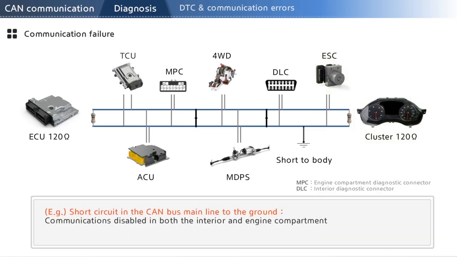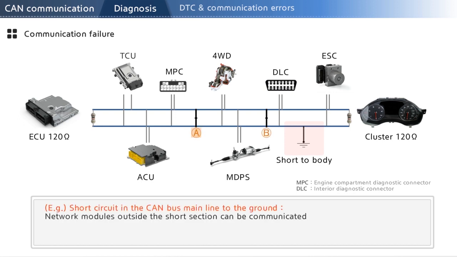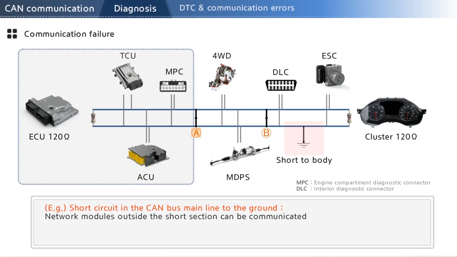If a CAN bus main line is shorted to the body, on the other hand, all data on the line is lost, and the entire system will be unable to communicate. In this case, continue checking while removing intermediate connectors on the CAN bus one by one. Here, the ECU, TCU, and ACU can communicate from the engine compartment, while connector A is removed. All other controllers cannot communicate through the interior connector.